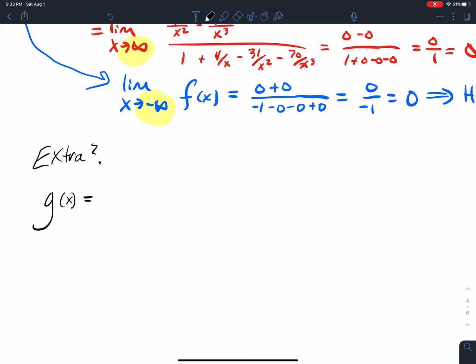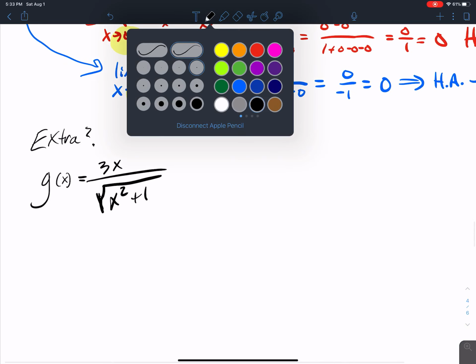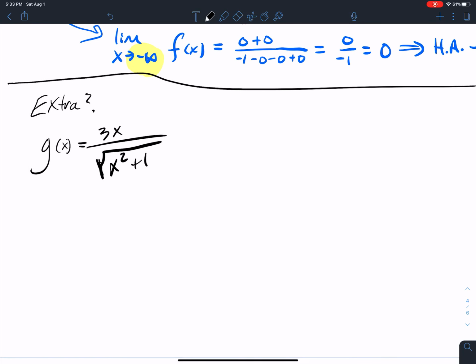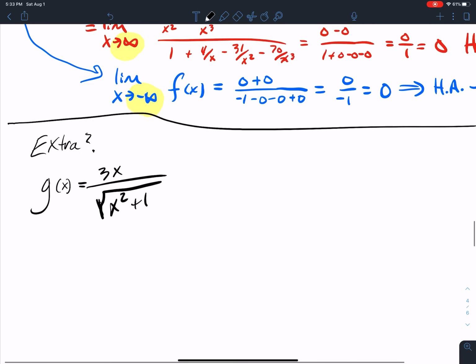Okay, so g of x equals 3x over square root of x squared plus 1. Okay, try my best to write with my broken finger. So sorry if it looks a little sloppy. That's the reason I'm having to do the videos like this, because my finger's all messed up right now. Okay, so don't slam your finger in the door.